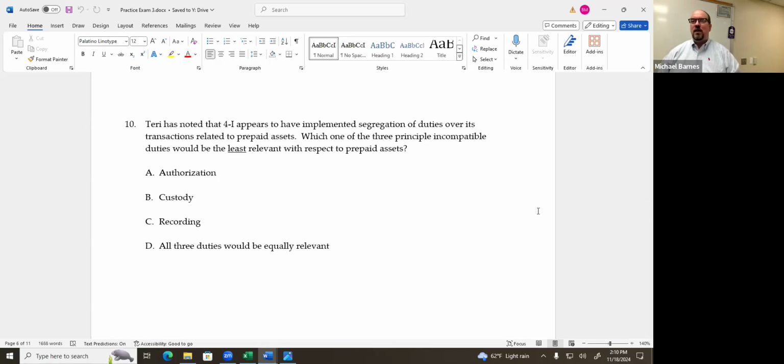Custody. Because remember, if you make that prepaid rent payment to your landlord and then say, oh, I'm not going to live in this house anymore, can I have my rent back? Your landlord's going to laugh at you, okay? Once the prepaid asset has been paid, you have little control over it. You have no custody of that particular item. So custody is not a relevant segregation of duties item.